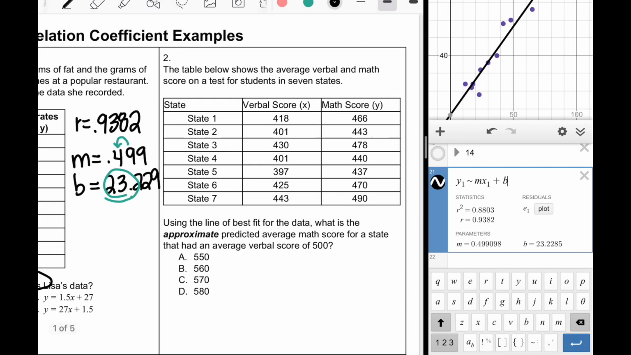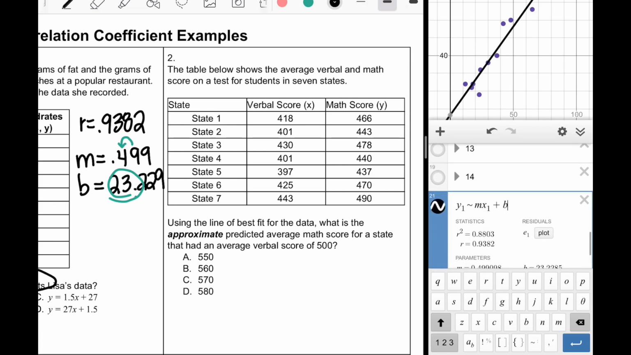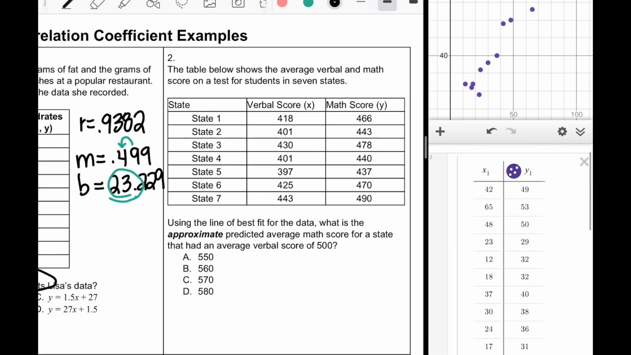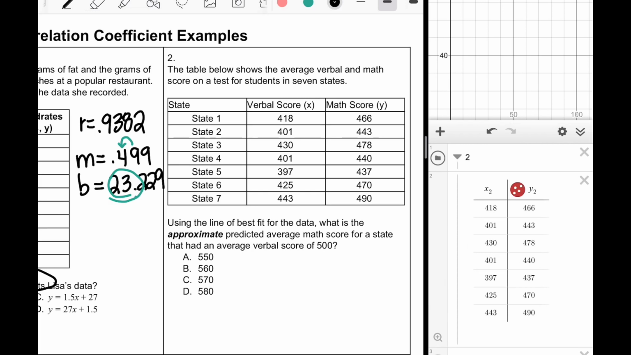All right, so given that, I'm now going to delete that information because we're done with that one. All right, and now we're looking at problem number 2. So problem number 2, it talks about the relationship between the average verbal and math score on a test for 7 states. They say find the best fit model, and we're actually going to do some predictions.